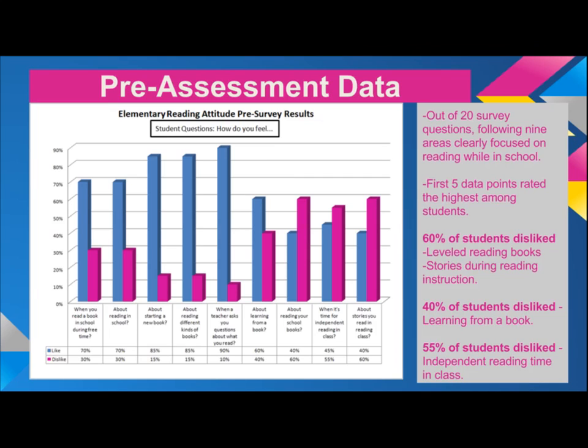Out of the 20 survey questions, the following 9 areas were the ones that were more clearly focused on reading while in school. These areas included how students felt when they read a book in school during free time, about reading in school in general, about starting a new book, about reading different kinds of books, when a teacher asks you questions about what you read, about learning from a book, about reading your school books, how students feel when it's time for independent reading in class, and also how they felt about stories that were read out loud in class.